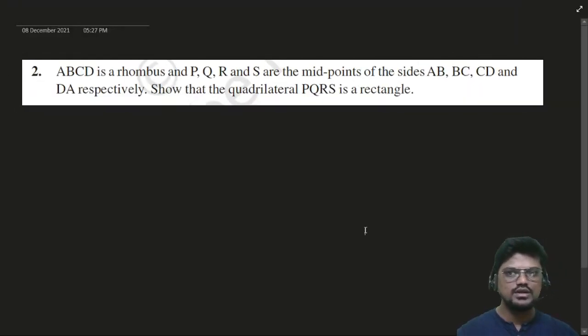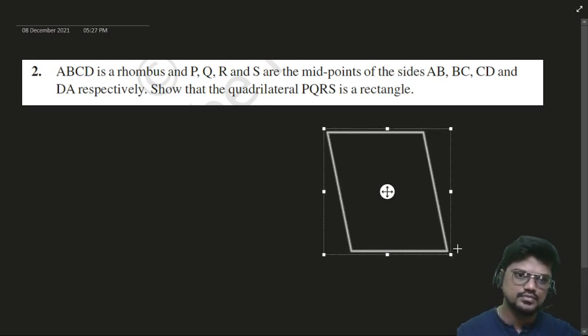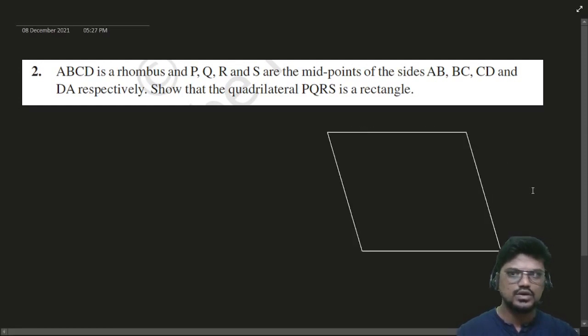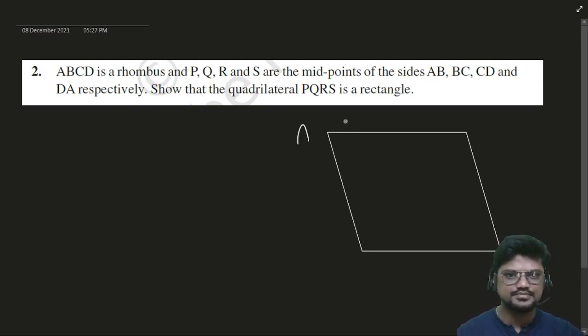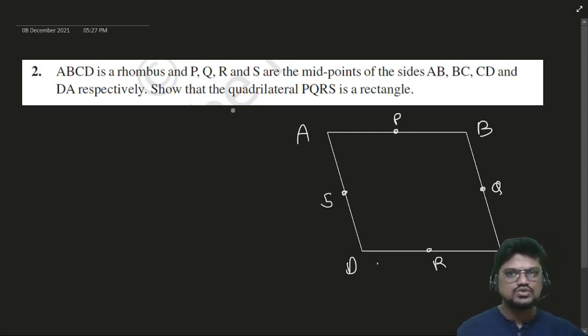Over here, what have they given? ABCD is a rhombus. Okay, let's draw a rhombus. P, Q, R, S are the midpoints of the sides AB, BC, CD, and DA respectively. Show that quadrilateral PQRS is a rectangle. You have to show that this quadrilateral is a rectangle.